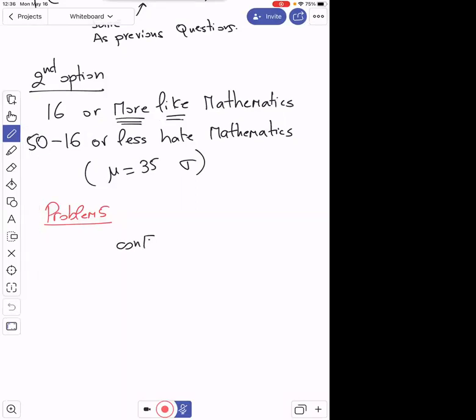Now, in the confidence interval, there are two cases. There is the first case where sigma is given or known. It's given in the problem. And there is a second case when sigma is unknown, right? All right, so let's do the first question here.